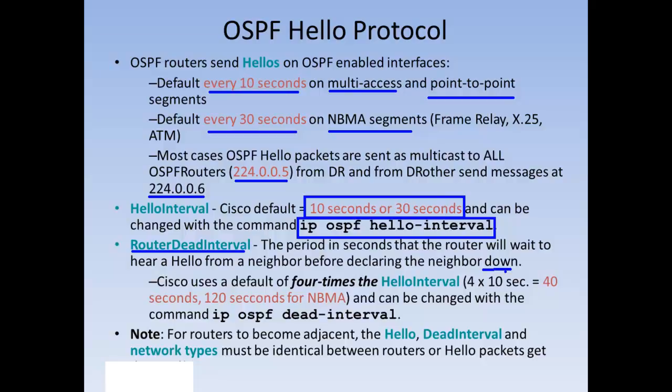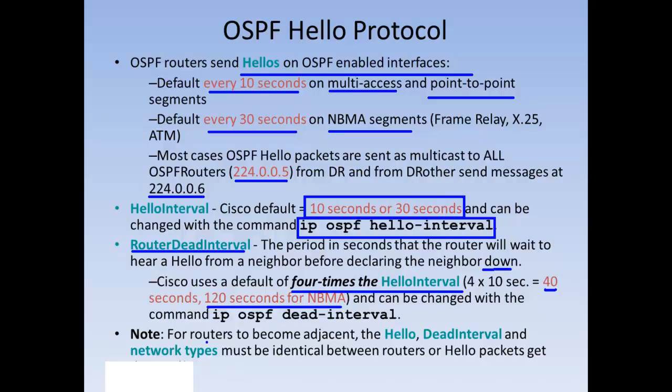So the router will wait to hear a hello from the neighbor before declaring the neighbor down. That timer is by default 4 times the hello interval. So for point-to-point and multi-access links like this, it is 4 times, meaning 40 seconds, and for non-broadcast multiple access, 30 seconds times 4 is 120 seconds for the dead interval. These are the defaults, but again we can change the dead interval with the help of this command. Okay, clear?